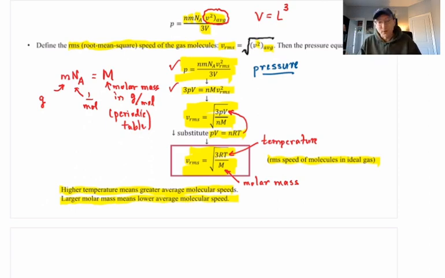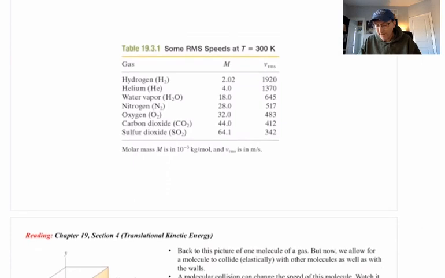So let's look at a table from your book of RMS speeds, all at a temperature of 300 Kelvin, room temperature for a warm room. The units of big M in that column are the molar mass in 10 to the minus 3 kilograms per mole. I suppose you could say grams per mole. And the VRMS column is in meters per second. It has a number of the common gases that you will find in the atmosphere of Earth and in the rooms of our houses and buildings that we are in.